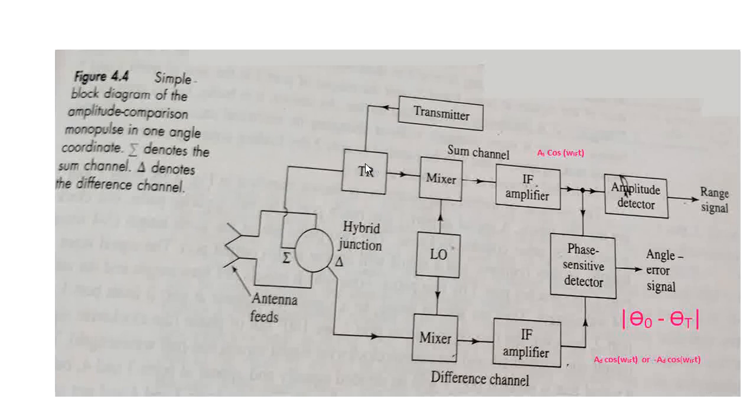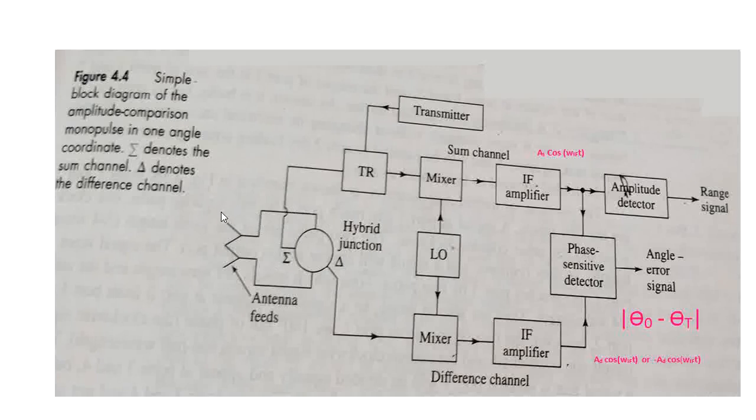The TR acts as a duplexer here, and this we call a hybrid junction, and also we call it a magic T. It has 4 ports, that is 2 input ports and 2 output ports here.